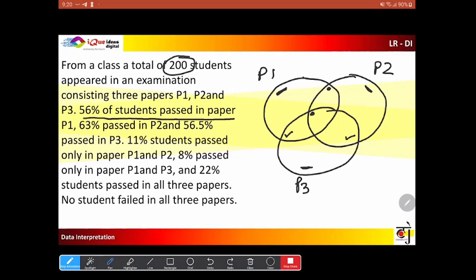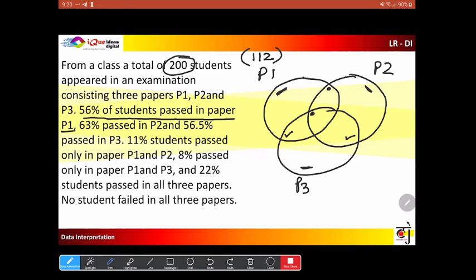56% of the students passed in paper P1. That's 112. So 56% is 112 students. So in P1 the total number is 112, but I cannot put it in the table because I don't know which part to put it in. You still have to include those, no? I still have to include them, so I don't know which of the 4 areas to put them in.